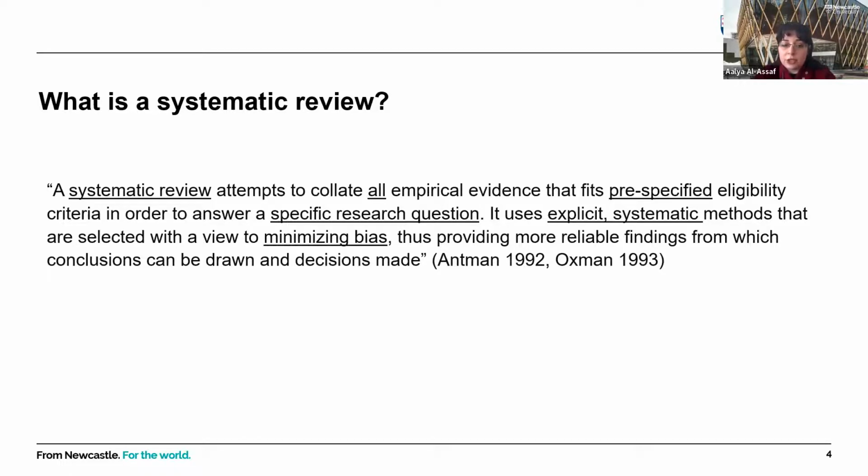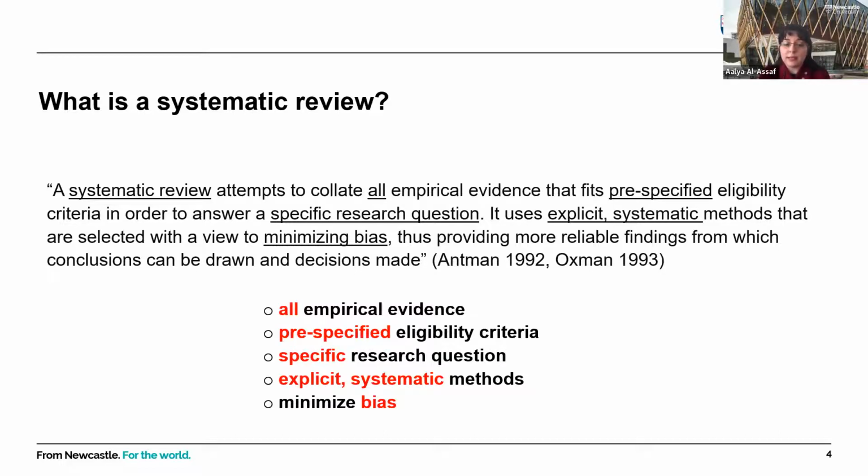From this definition, we can see that systematic reviews have characteristic points. These are the points highlighted here that characterize systematic reviews. They try to collate all empirical evidence, and we wish to have pre-specified eligibility criteria that answer specific questions. So there should be a specific research question, and the method should be explicit and systematic in order to minimize bias.